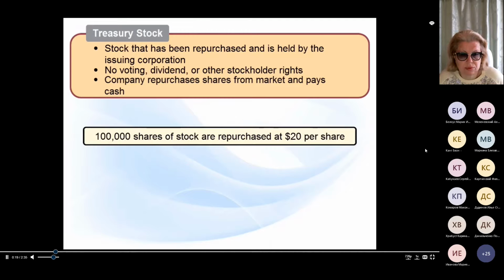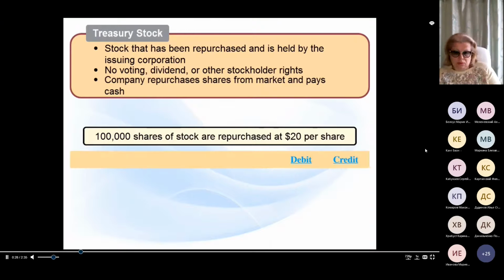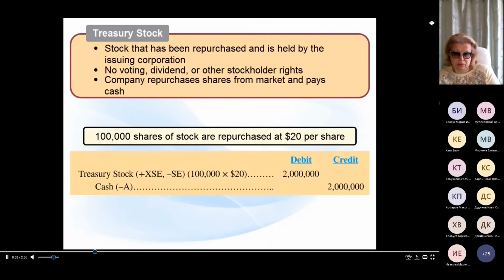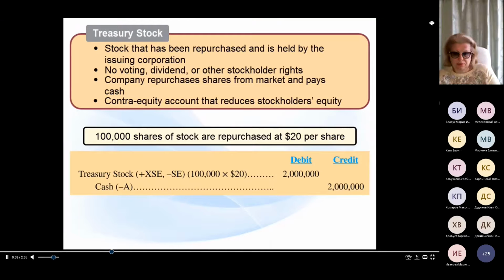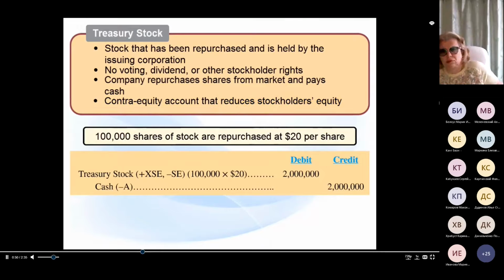Let's assume that Public Stores Incorporated repurchased 100,000 shares of its stock in the open market when it was selling for $20 per share. The journal entry to record the repurchase would include a debit to treasury stock and a credit to cash for $2 million, or 100,000 shares times $20 per share. The treasury stock account is not an asset account because a company cannot own itself. Instead, it is a contra equity account, and as such, it is reported as a negative number in the stockholders' equity section on its balance sheet.